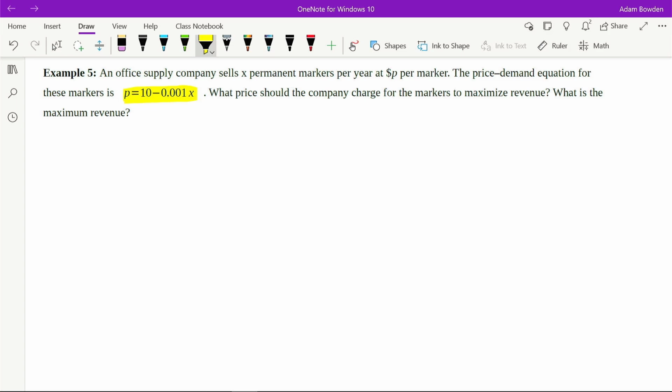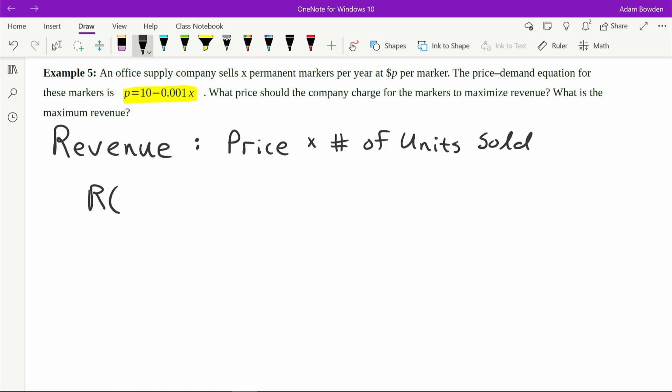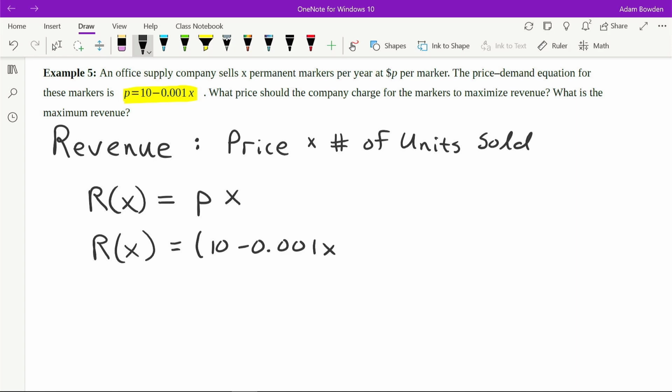Okay, so this is again the so-called price demand equation. It's supposed to help us determine what the price needs to be set. In order to get revenue from this price, what we always had to do was take price times the number of units sold. So we use R of x to stand for revenue here. It's equal to the price, P, times the number sold, x, in general. So P, though, is equal to 10 minus 0.001x.